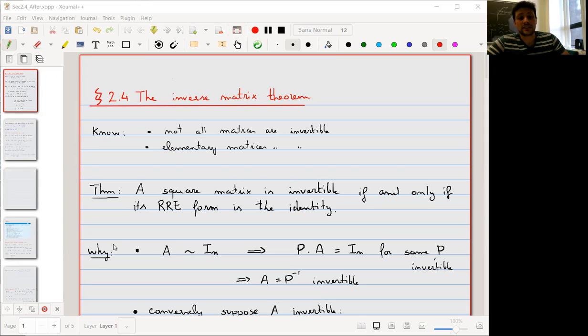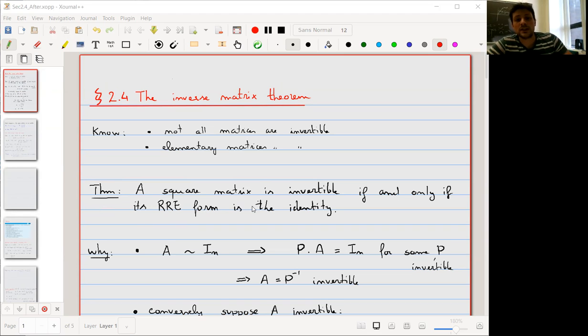So the next result, which is going to be the first theorem for today, is a criterion, a condition to know whether a matrix is invertible or not. In fact, the theorem says that a matrix is invertible if and only if its row-reduced echelon form is the identity. Let's try to look into why this theorem should be true.